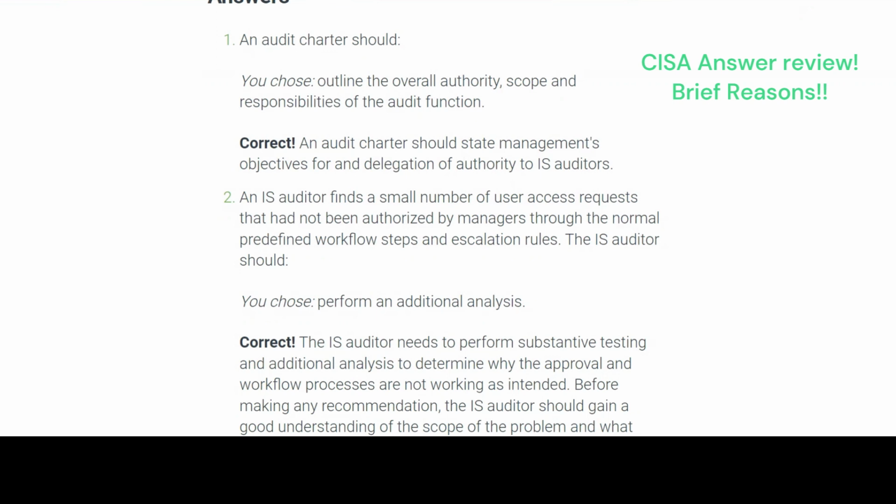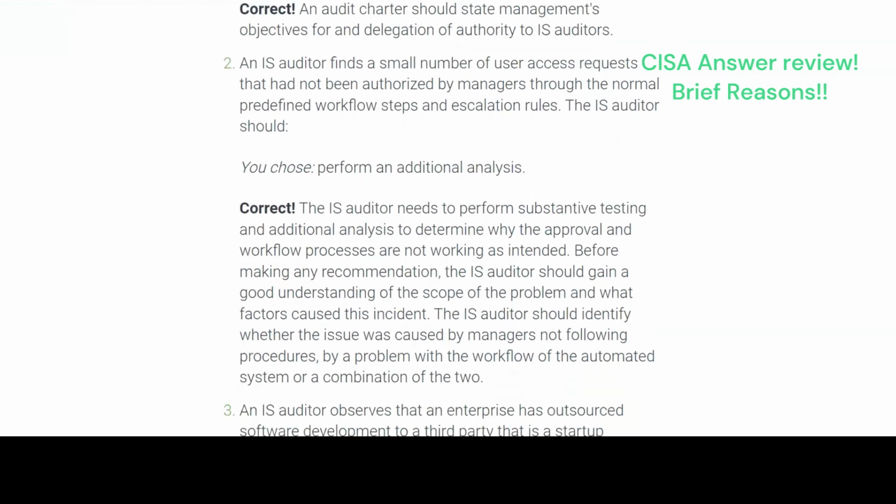For number two, I perform the analysis, because here there is a citation given. The IS auditor needs to perform substantive testing and additional analysis to determine why the approval and workflow are not working as intended. Before making any recommendation, the IS auditor should gain a good understanding of the scope of the problem and what factor caused this incident. The auditor should identify whether the issue was caused by managers not following the procedure, or by a problem with the workflow in the automated system, or a combination of the two.